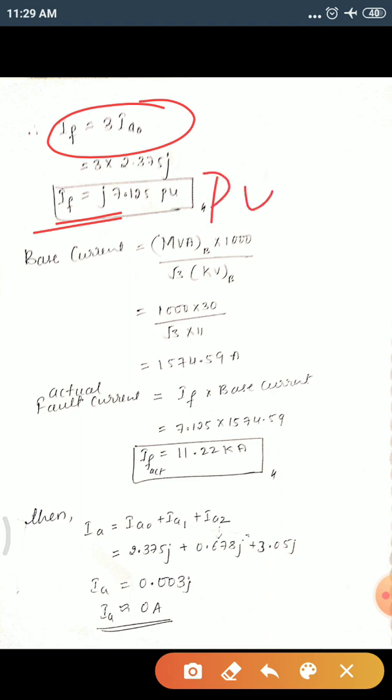Remember, this is in per unit. Let's express this one in actual current, that is in amperes. For that, we have to take a base current.